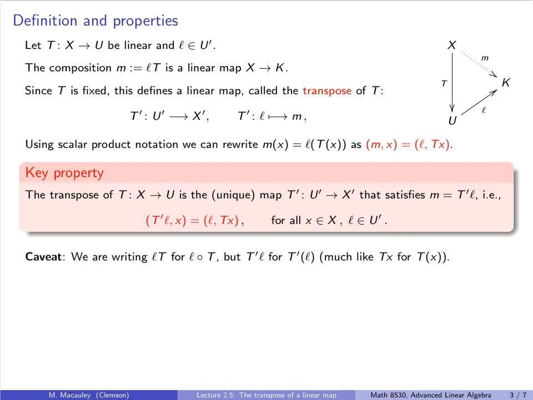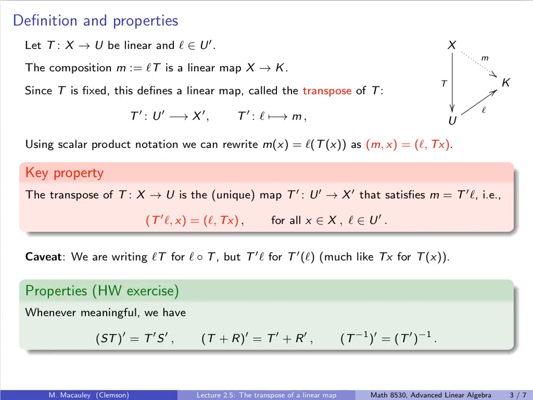Now I want to remind you of that caveat that I mentioned earlier. I'm writing LT for L of T, the composition T then L, but T prime L does not mean T prime then L, in the same way that Tx does not mean T then x. So this is short for T prime of L, like this.